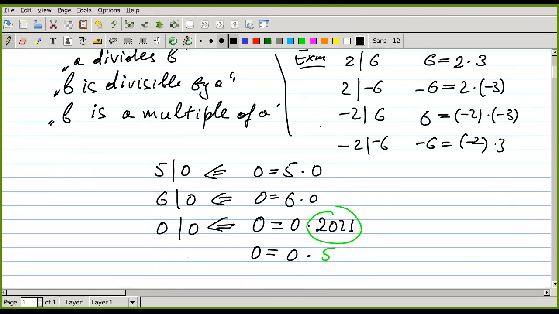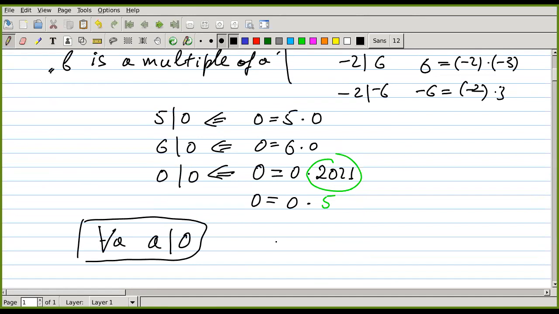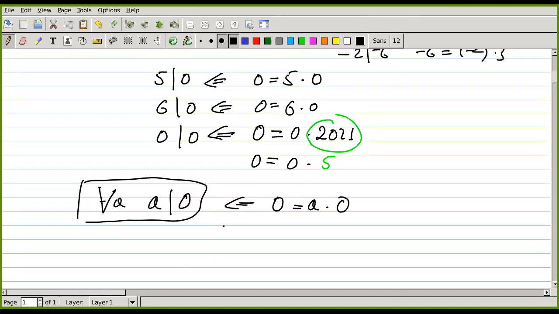Mathematics is all about axioms and definitions, not some connotations of words. So, according to the definition, 0 is divisible by 0. And in fact, every number is a divisor, that is, it divides 0. Every number divides 0. Why? Because for every number A, I have that 0 equals A multiplied by 0. Of course. So 0 is divisible by whatever number.